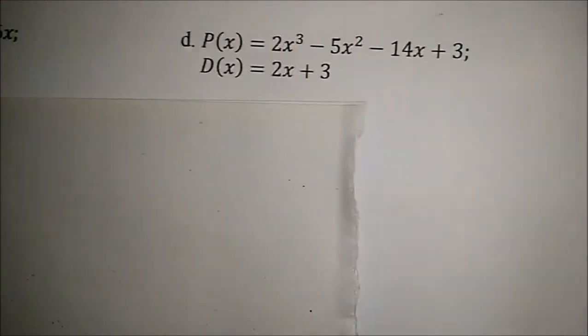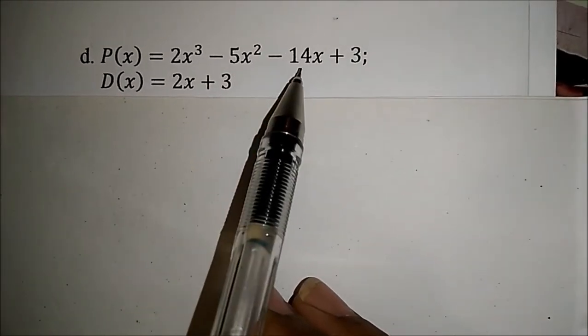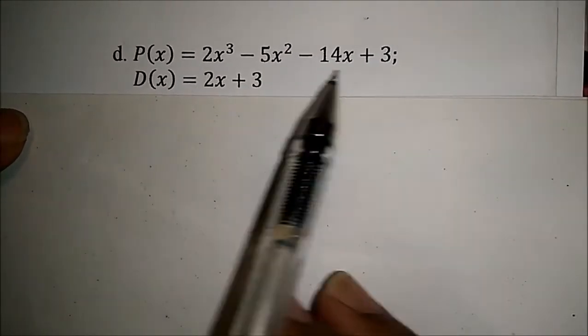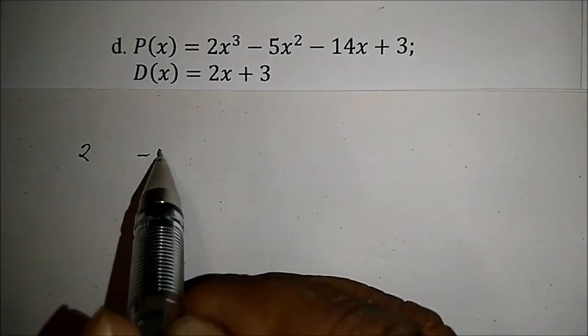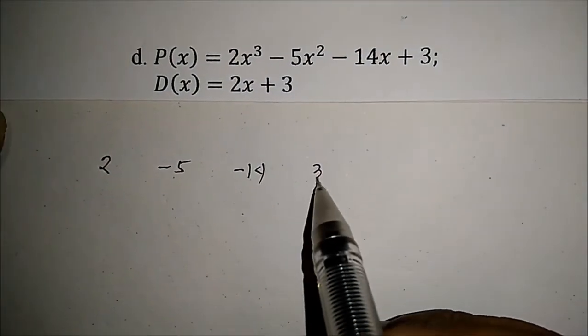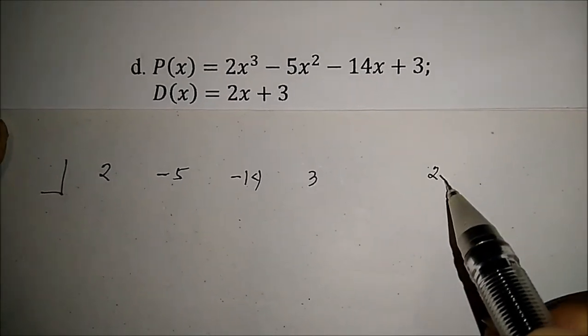So, we have letter D. So, for letter D, we have 2x cubed minus 5x squared minus 14x plus 3. So, there is no missing term here. So, just write the coefficients. 2, negative 5, negative 14, positive 3. Now, let's look at the divisor. The divisor is 2x plus 3.